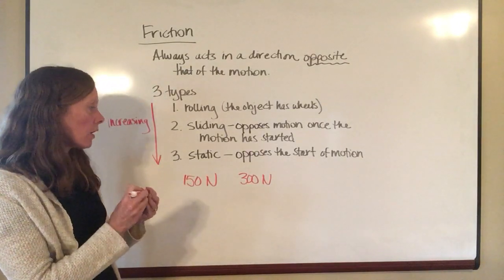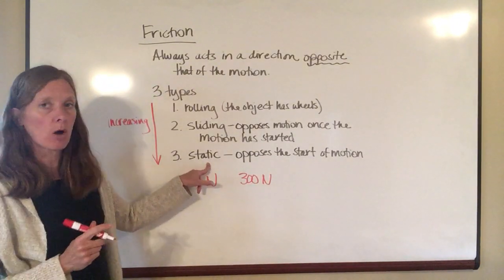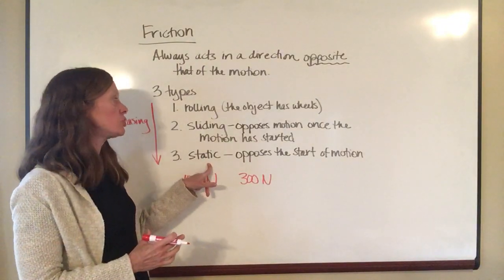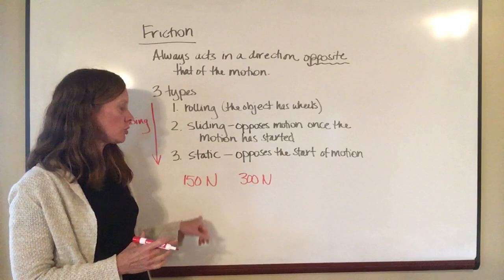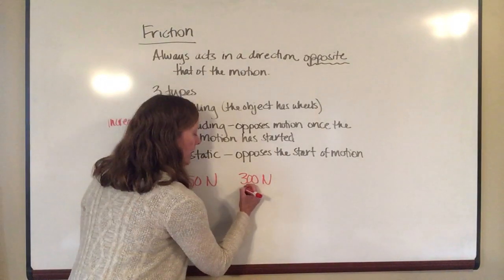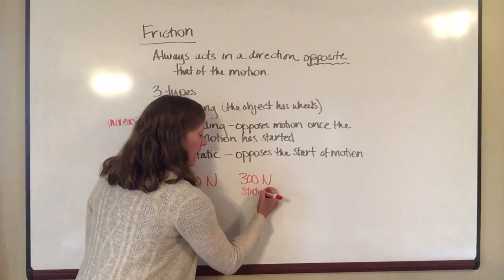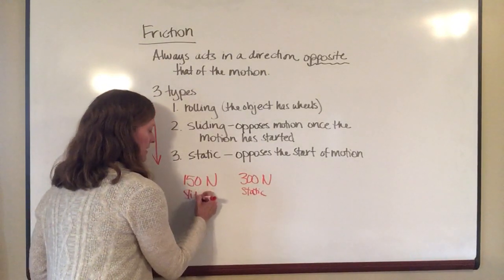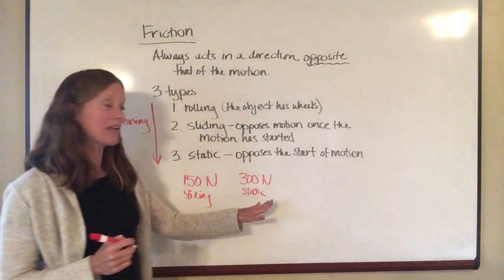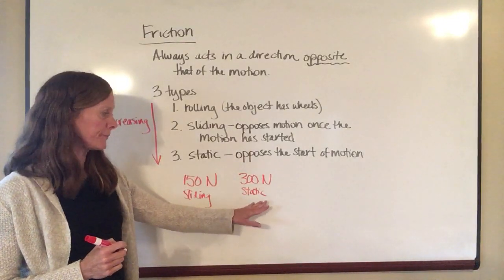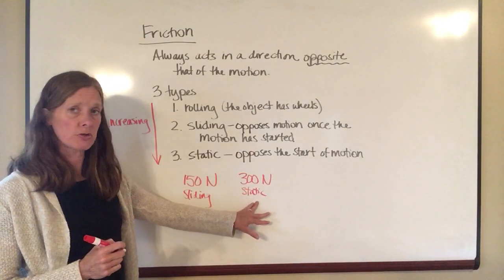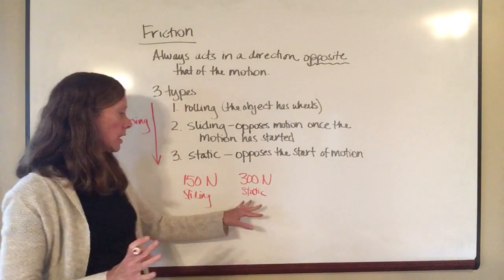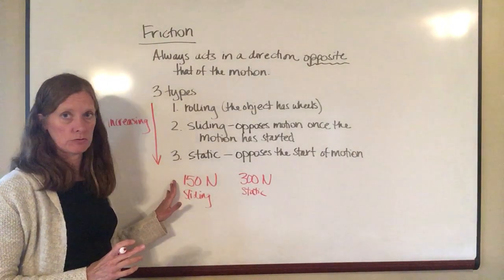Well, you can tell because static friction is always higher. It's always harder to get something moving than it is to keep it moving. So if these are the two numbers you have, then the higher number has to be the static friction and the lower number has to be the sliding friction. Again, it's harder to get something moving. You'd have to apply slightly over 300 newtons of force to get it moving. And then if you want to keep it moving, you only have to apply 150 newtons of force.